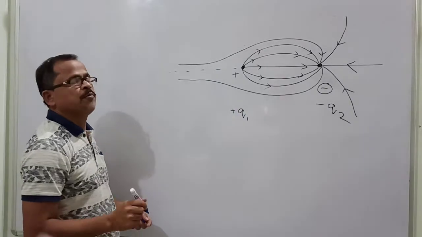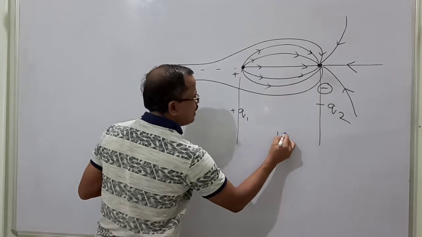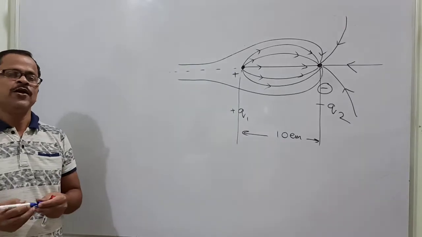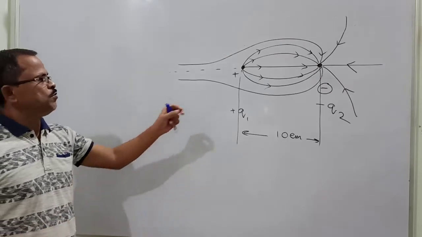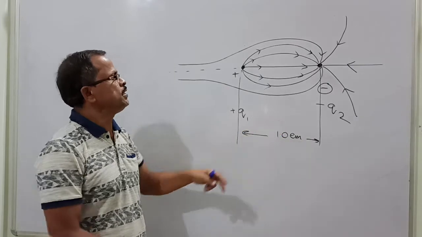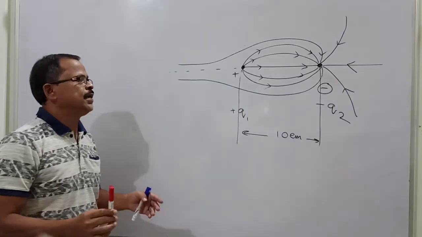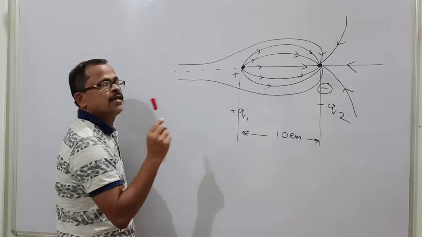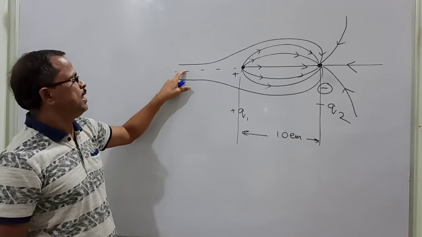Now the question is, find out the neutral point if the distance between the two charges is 10 centimeters. Very interesting problem. So find out the neutral point. Already we have discussed, if charges are of different sign, then the neutral point will always be either left of this charge or right of this charge. Another point is, it will be on the side of the charge which is less. So if Q1 is less than Q2 by magnitude, the neutral point will be on this side.